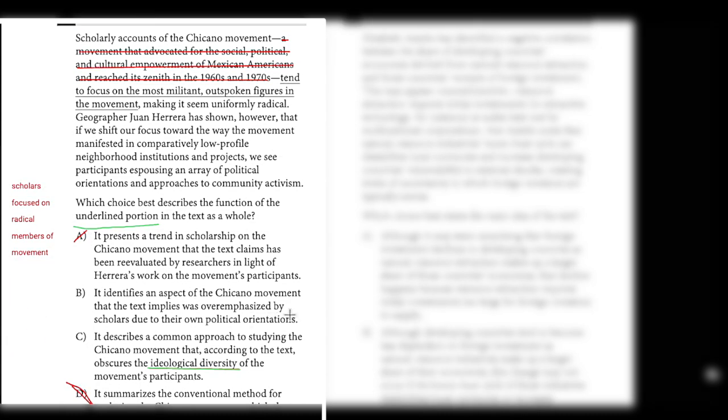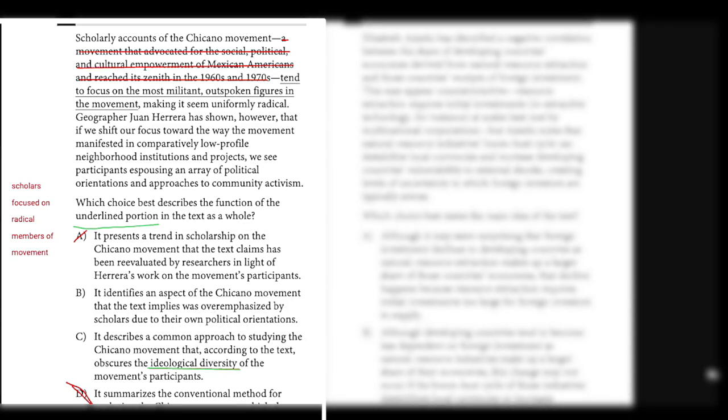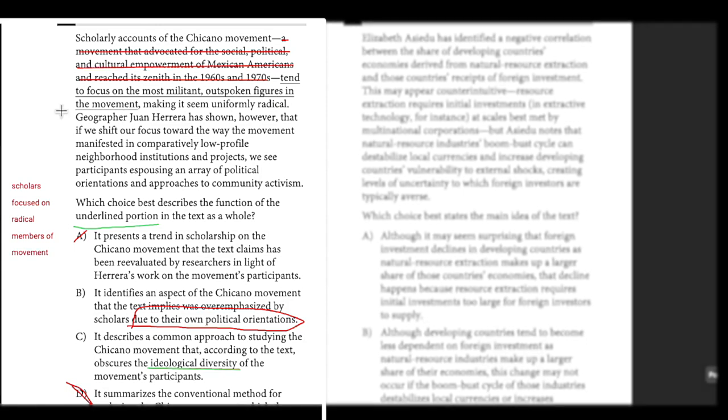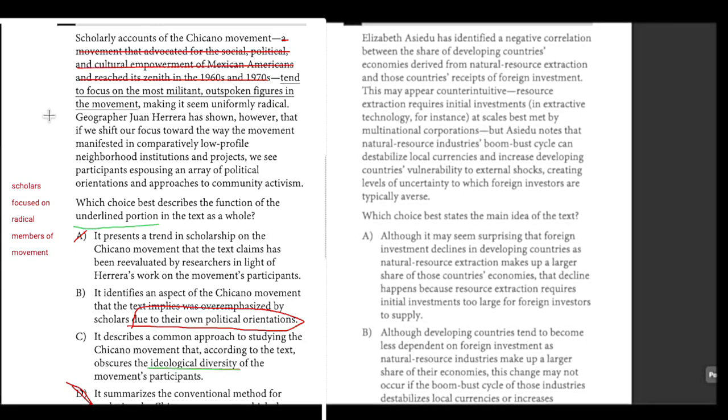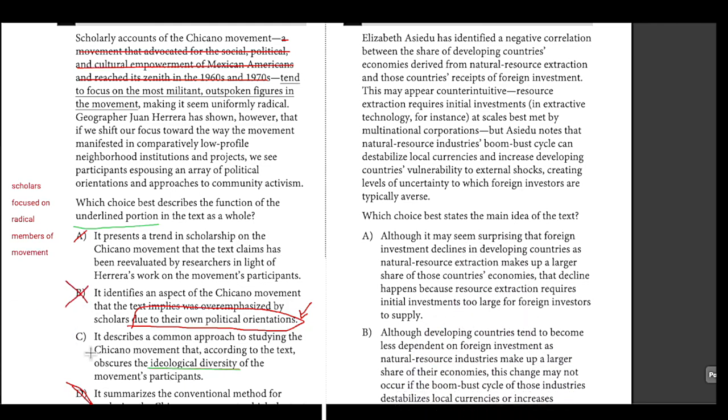So B identifies an aspect that the text implies was overemphasized by scholars due to their own political orientations. It does not say that. It just says that they focused on the most militant, outspoken figures. It doesn't say why. So this is an inference that's being made. We do not want to go with an inference because it's not actually in the text. B is out. The one that I like, C, is the only one that's left. So that's going to be our answer.